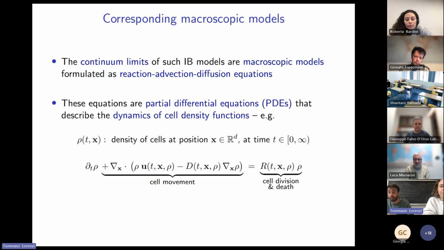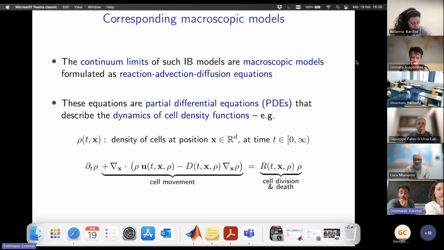And as I was saying, the mathematical object that defines this type of models at the continuum level are partial differential equations of the type of the one which is given here, whereby we have a function that describes the density of cells at a certain position at a certain time inside the system, and the equation captures the effect of cell movement, which can be a form of diffusion, or it can be a form of chemotaxis or directed movement more in general. And then we have terms which capture cell division and death.